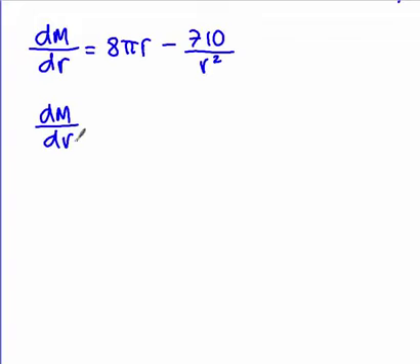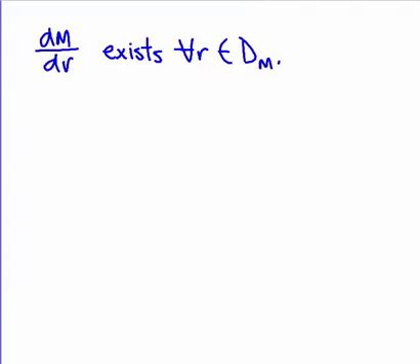Well, where is it going to exist? The only place we would have a problem would be when r equals 0, and r is not allowed to equal 0 because it's not in my domain. So again, I say dm dr exists for all values of r in our domain. So we don't really have to worry too much about that. Which allows us to start thinking about what happens when our derivative is 0.